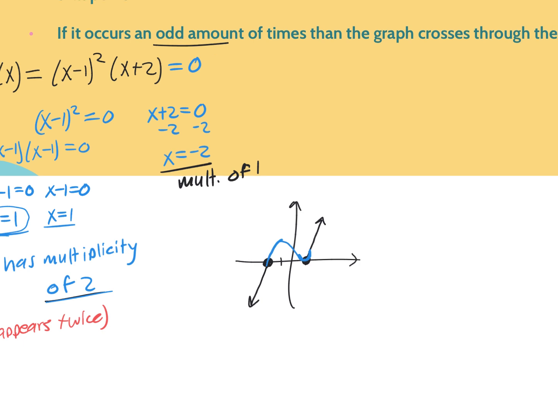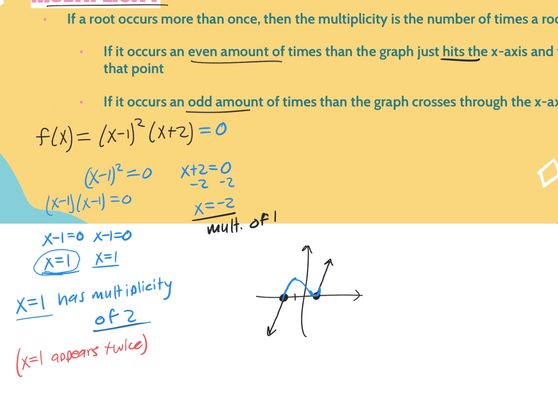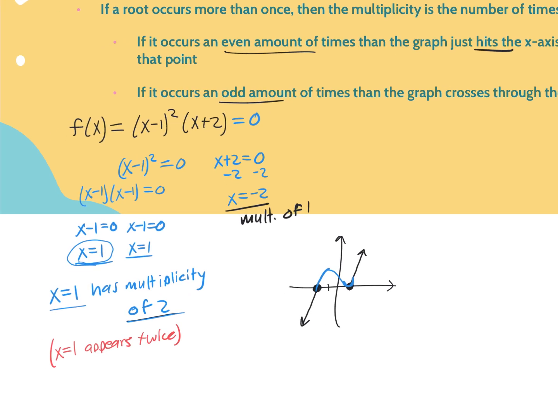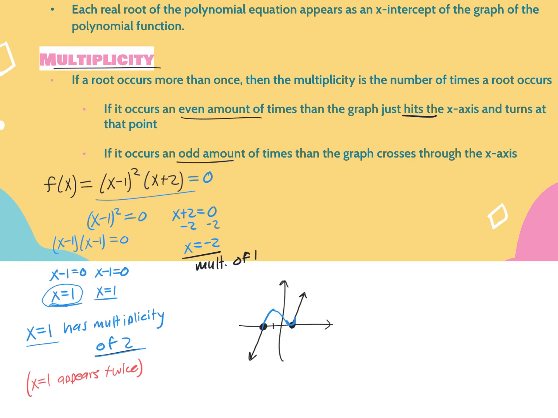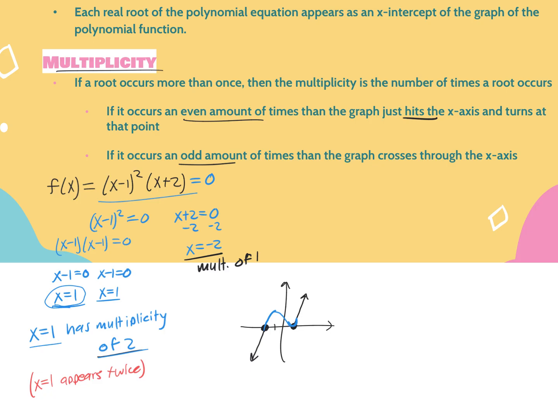We use the multiplicity to determine what happens at the x-axis. So I know it has an x-intercept at 0, because that's what we found when we set this equal to 0. But the multiplicity is just going to tell you the behavior at that value, whether it touches or crosses. And that's essentially the information that we get from a multiplicity.